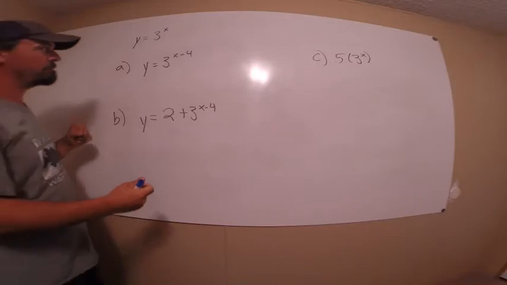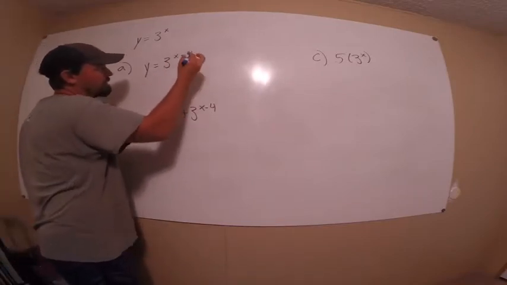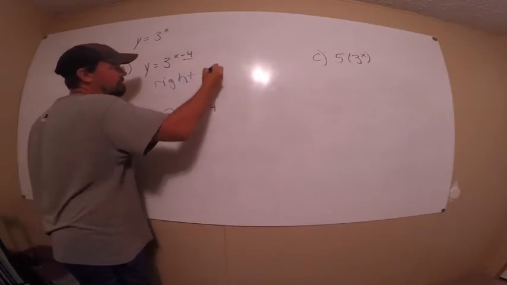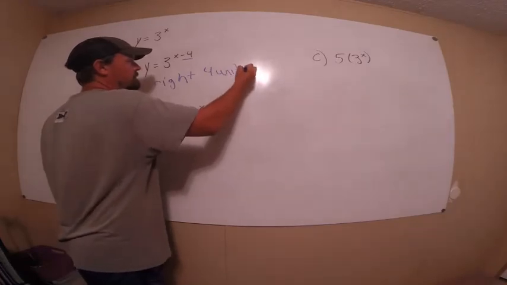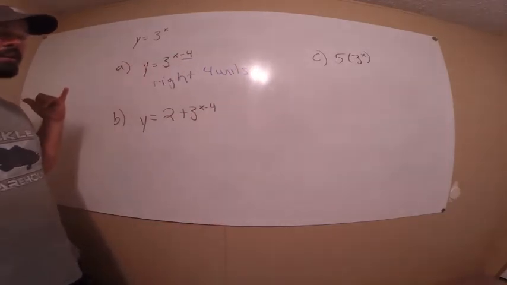Okay, so we've got x minus 4. This is really the piece we're looking at. So it's moved right 4 units. Okay, if it was a positive 4, we move left 4 units.